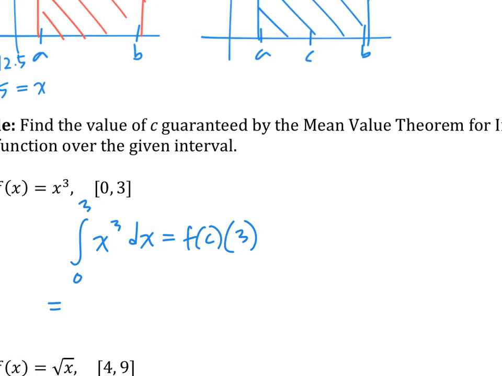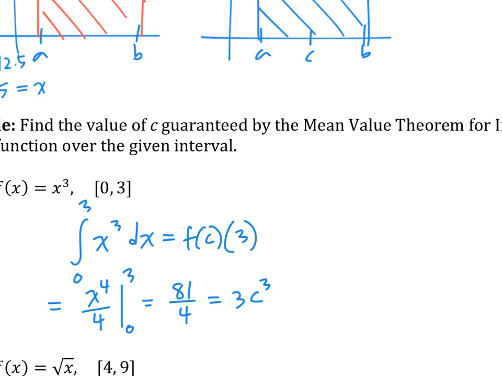Okay, so in order to figure out what c is, we've got to evaluate that definite integral. So first, find the indefinite integral. What is the integral of x cubed? Okay, x to the 4th over 4. Evaluate it from 0 to 3. 81 over 4, right, because the 0 doesn't matter. That's equal to 3 times the function of c. The function is x cubed, so this is really c cubed. f of c means put c in as x.